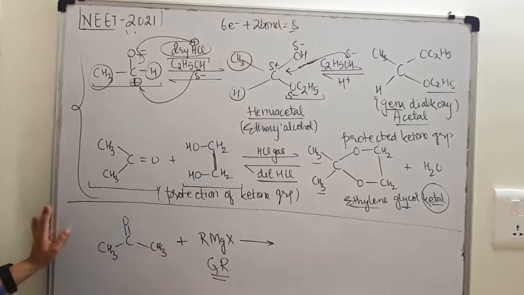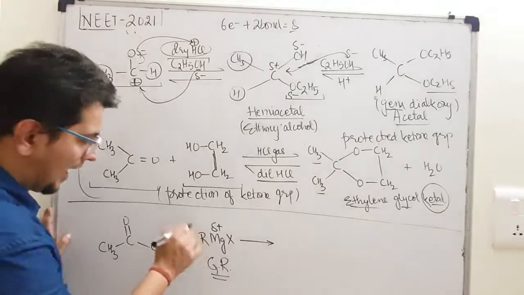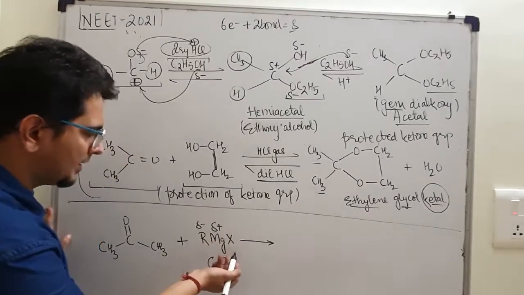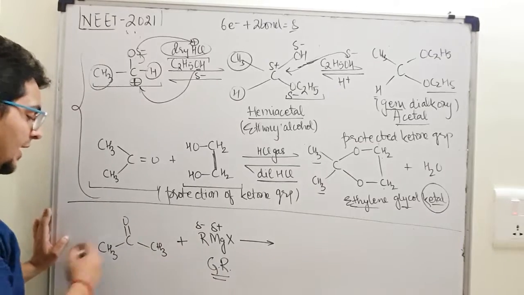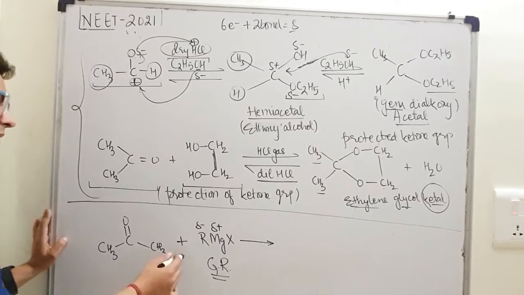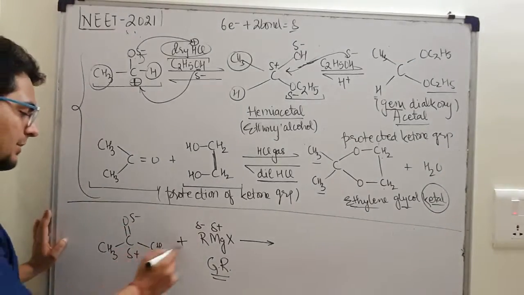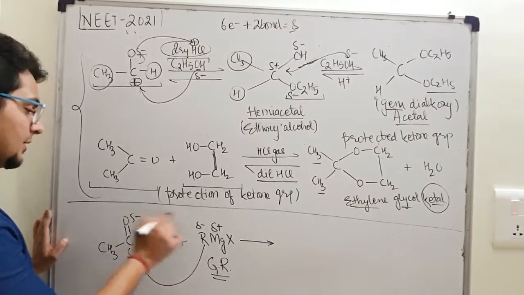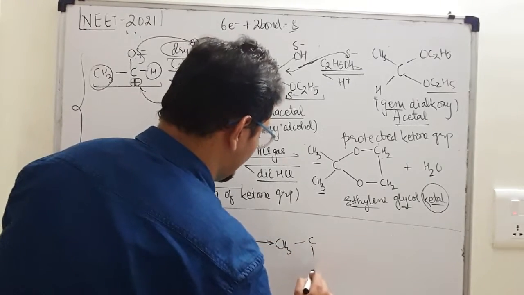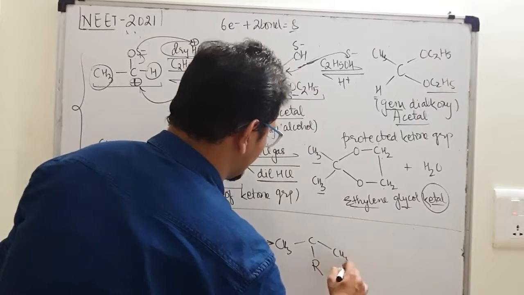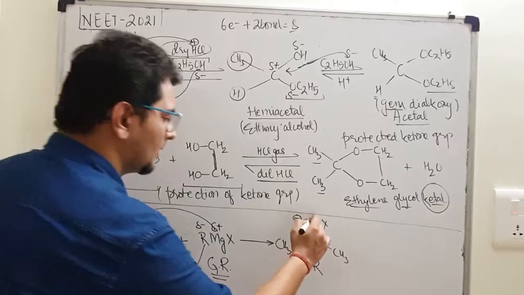So Grignard reagent is RMgX. Understand, the metal always has a plus charge, and because of the metal having a positive charge, R will have a negative charge. If they ask you the product of this reaction with aldehyde or ketone, same method. This is delta plus, this is delta minus, plus and minus attract, so R minus will attack here, giving CH3, C, R, CH3, O minus MgX plus.